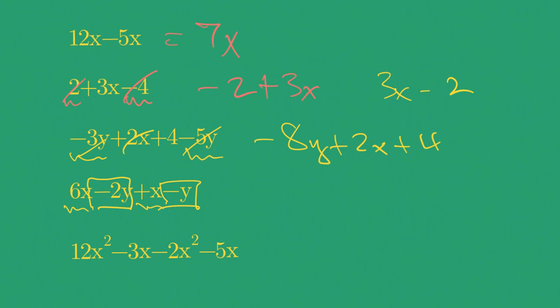What is 6x plus 1x? 7x. 6x's plus one more x. Guys, I've got 7x's. Boom, got it. How about negative 2y minus 1y?